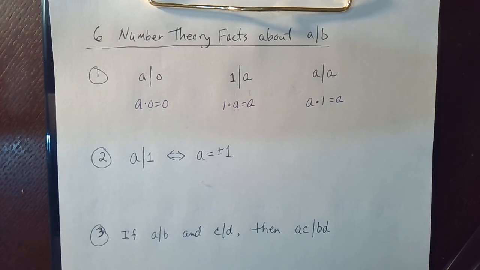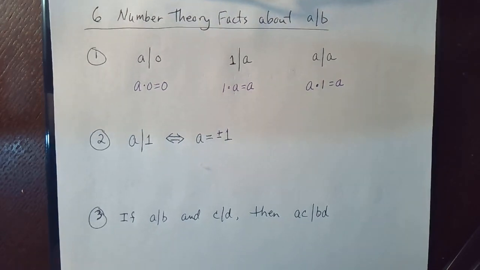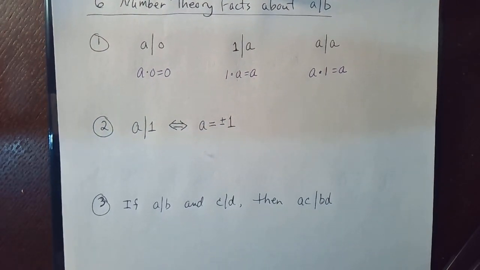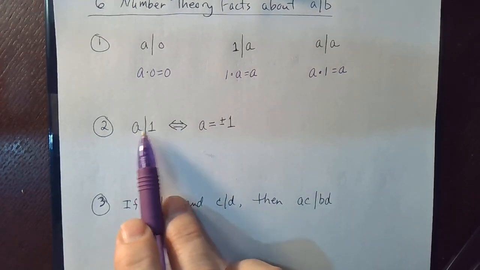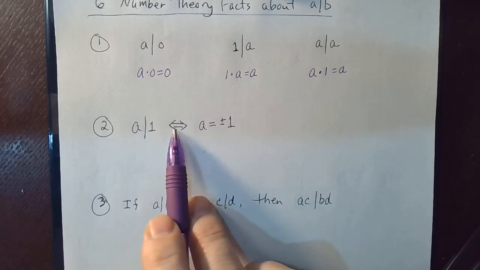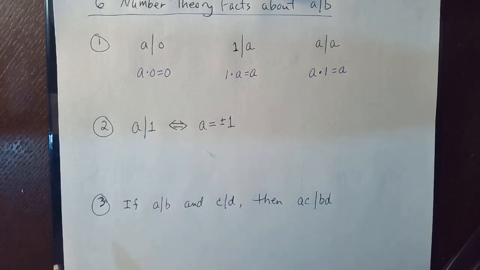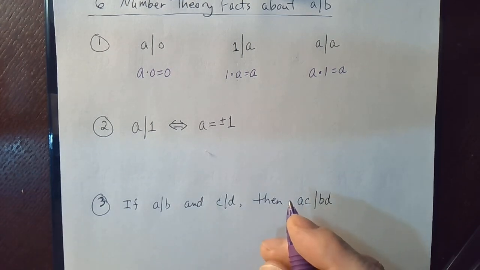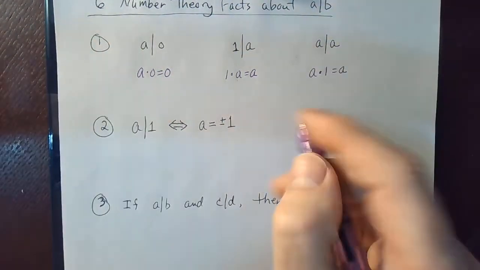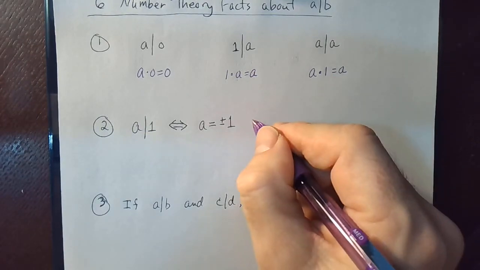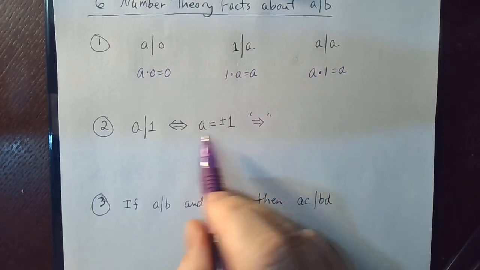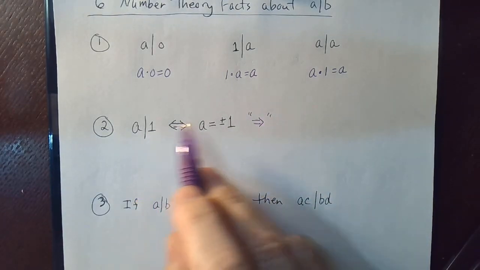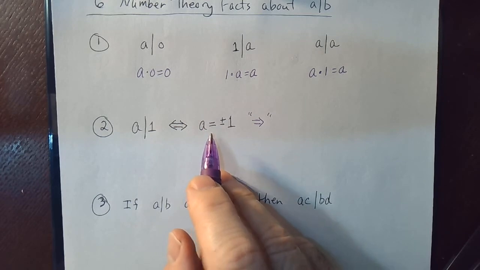Now let's move on to number 2. This is going to be a different kind of proof. It's going to be a 2-directional proof. This says that a divides 1 if and only if a is equal to plus or minus 1. Let's do this first. I don't know if I have enough room, so I'm going to start it up here. We're going to show that if a divides 1, then a is plus or minus 1.